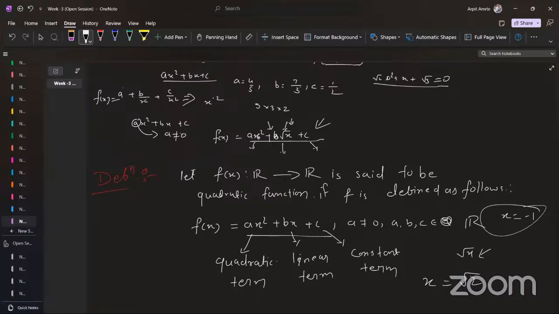So the domain is real to real, but not the range. It will be defined, yeah. How is root x defined at x equals -1?